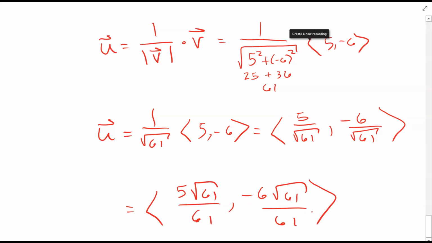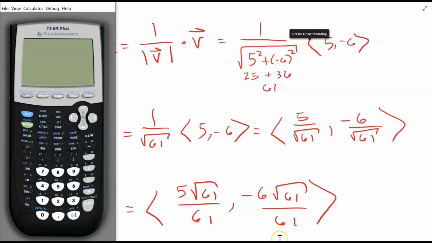Let's check our answer real quick. Since this is a unit vector, if I compute this magnitude, it should give me 1, right? Everybody agree with that? So I'm going to use my calculator to do that because the square roots make things kind of yucky.